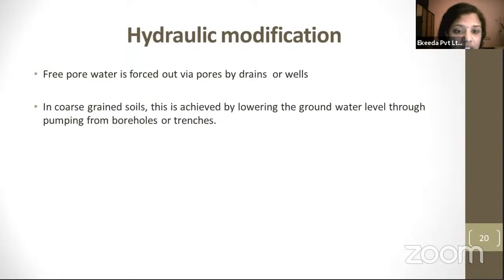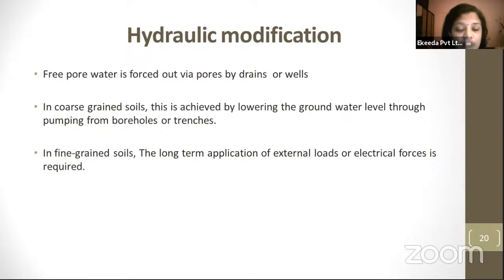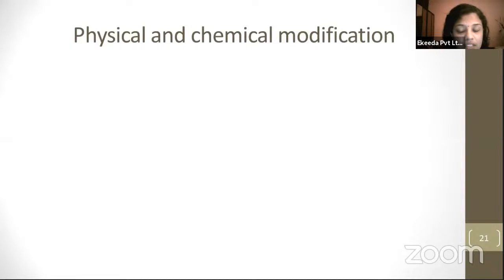In coarse grain soil, this is achieved by lowering the groundwater level through pumping from boreholes or trenches. In fine grained soils, the long-term application of external loads or electrical forces is required to expel the water. Okay, so this is hydraulic modification. We are expelling the water from the voids of the soil.